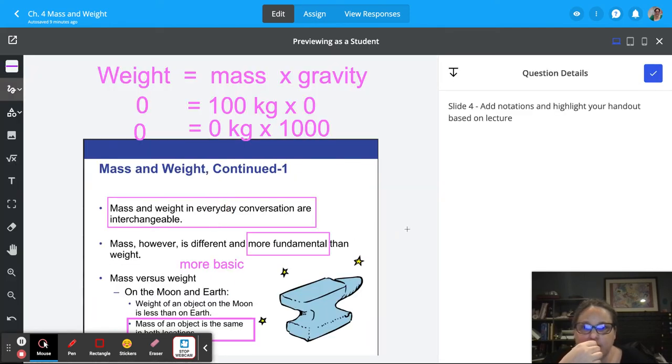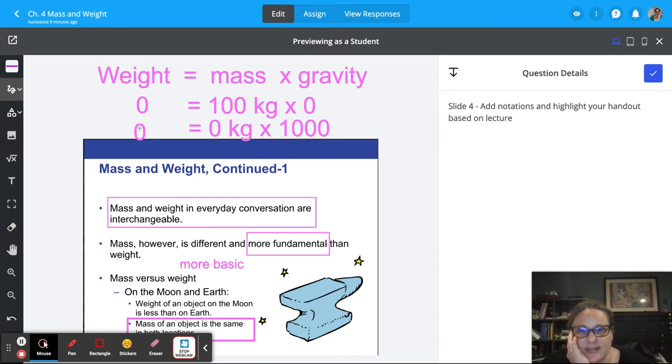All right, slide 4. So while mass and weight are interchangeable in everyday conversation, they are different. Mass is what we refer to as more fundamental. Another way of saying fundamental is basic. So mass can actually exist without weight, but weight cannot exist without mass.